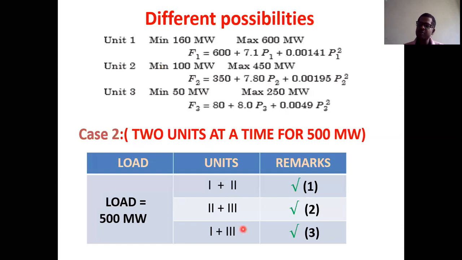Forget about your 0, 0 condition because that is a useless condition practically. Your load is 500 megawatts, but if you put those 2 generators in off condition, there is no meaning. So that's why I'm not considering that condition. The remaining possible combinations are the combination of unit 1 and unit 2, the combination of unit 2 and unit 3, and the last one is the combination of unit 1 and unit 3. In all the possible combinations, we can meet the load.